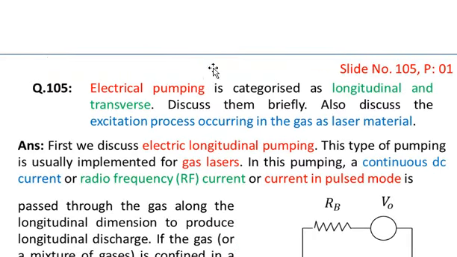Question is, electrical pumping is categorized as longitudinal and transverse. Discuss them briefly. Also discuss the excitation process occurring in the gas as laser material.